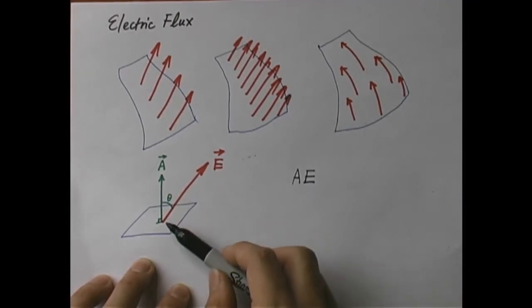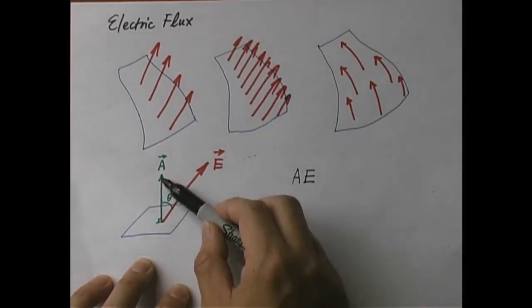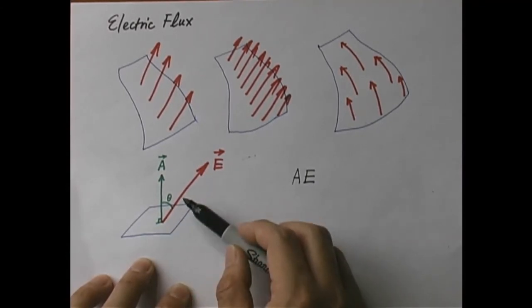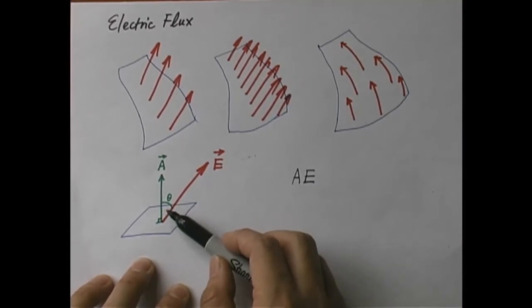You know, if E points that way, which is parallel to the surface, in other words, perpendicular to the vector A, then now nothing will actually penetrate the surface, and therefore the flux will be zero, right? So when theta is 90 degrees, the flux is zero.